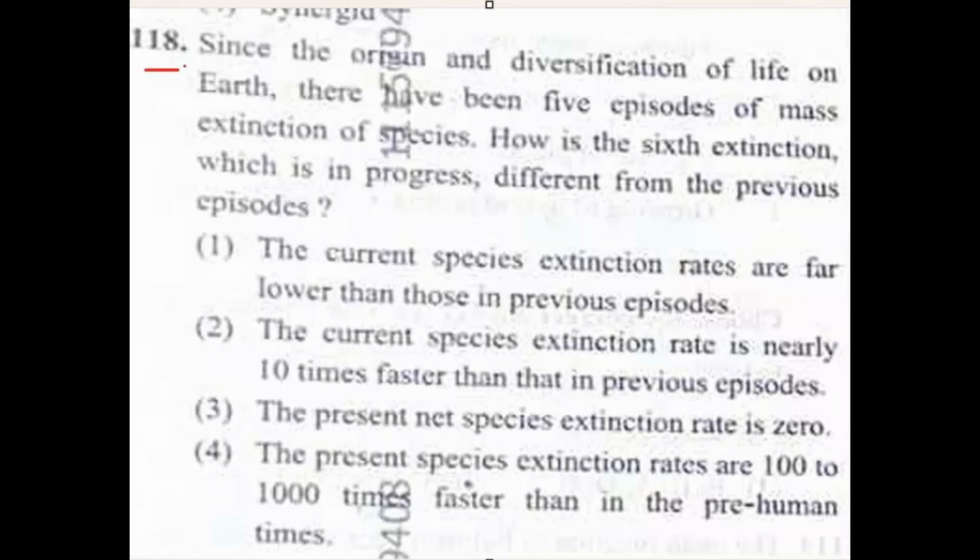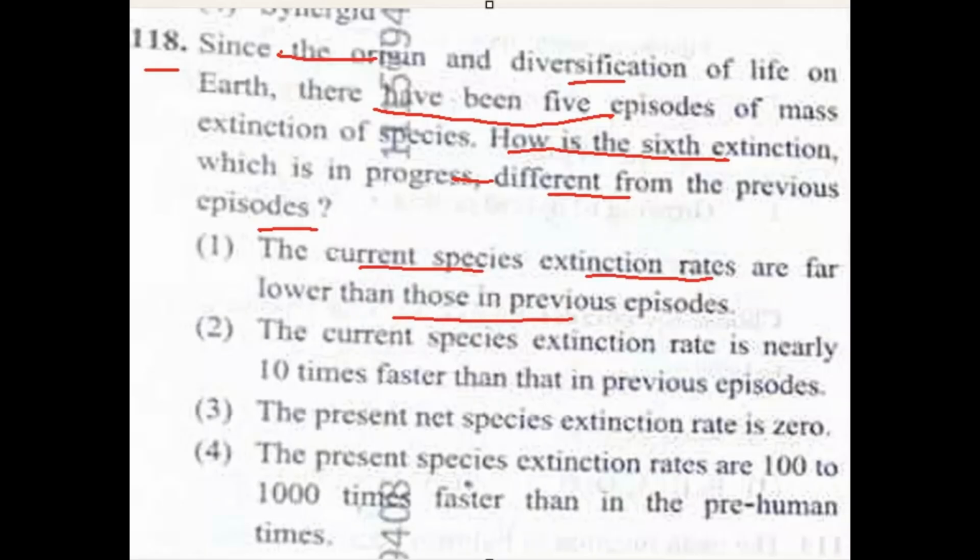Question number 118. Since the origin and diversification of life on Earth, there have been 5 episodes of mass extinction of species. How is the 6th extinction, which is in progress, different from the previous episodes? Option 1. The current species extinction rates are far lower than those in previous episodes. Option 2. The current species extinction rate is nearly 10 times faster than that in previous episodes.